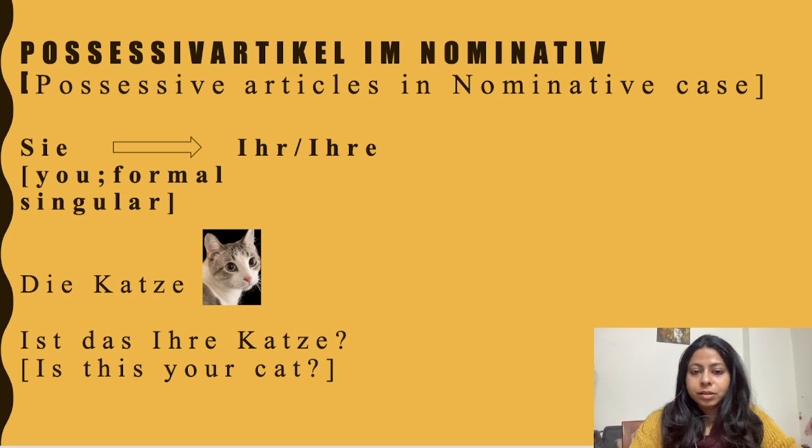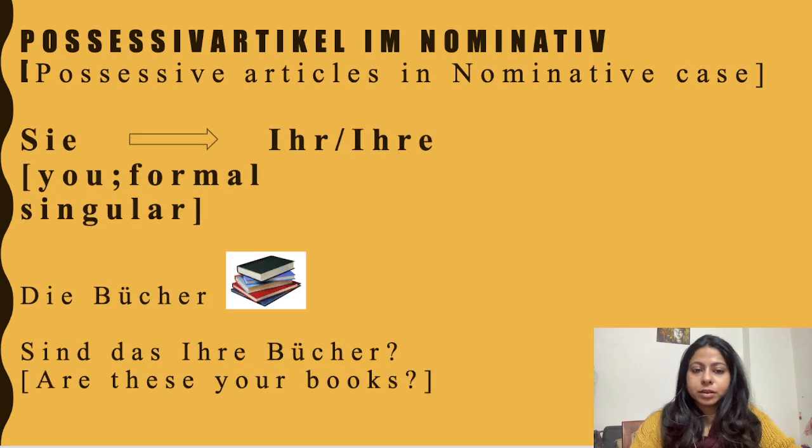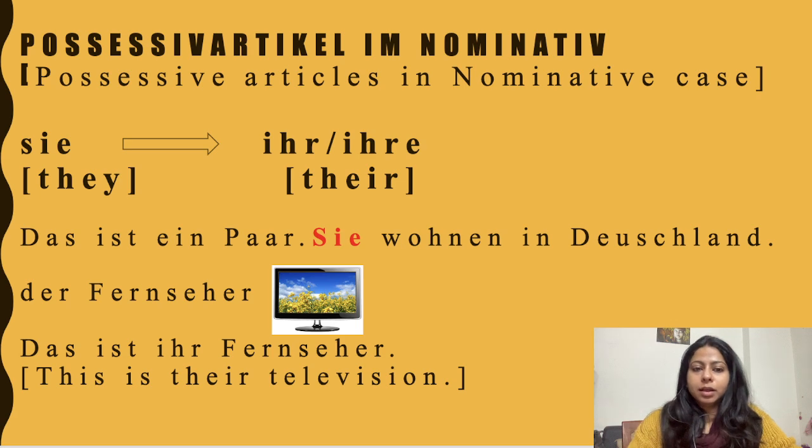Ist das Ihre Katze? And again with feminine and plural, we are seeing the ending e. Sind das Ihre Bücher? So with feminine and plural, in all the possessive pronouns, the ending is ihre, e. So that is in the nominative case.